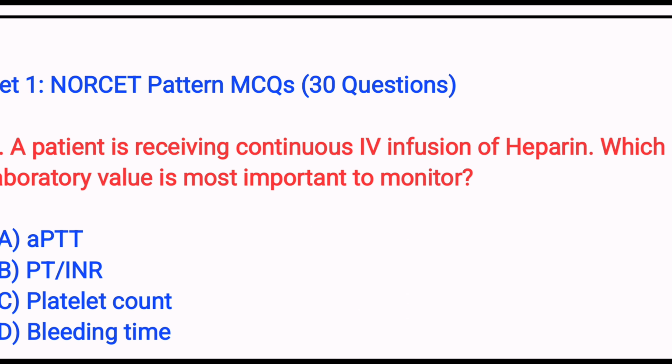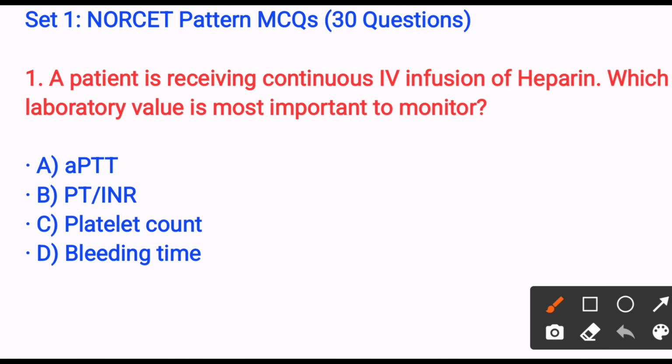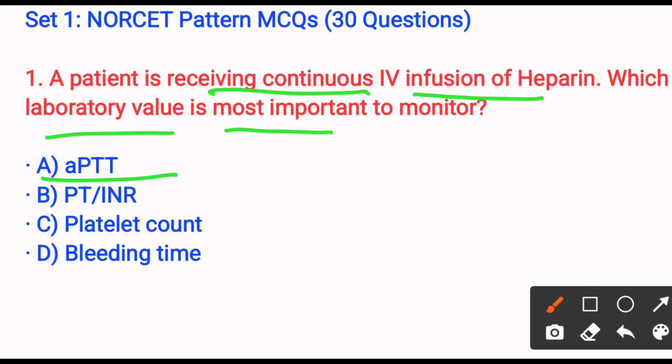Let's start the MCQ. A patient is receiving continuous IV infusion of heparin. Which laboratory value is most important to monitor? Option A, APTT. Option B, PT INR. Option C, platelet count. Option D, bleeding time.